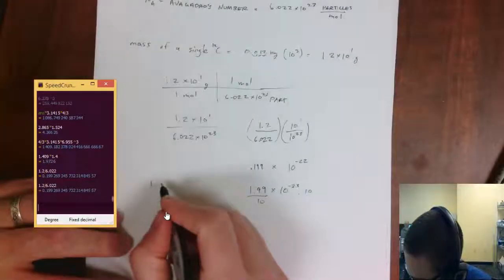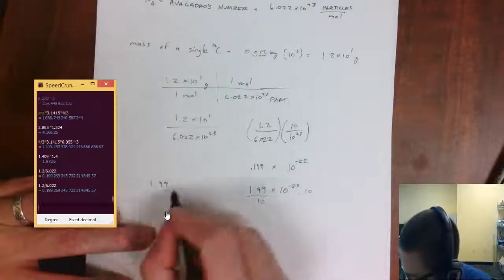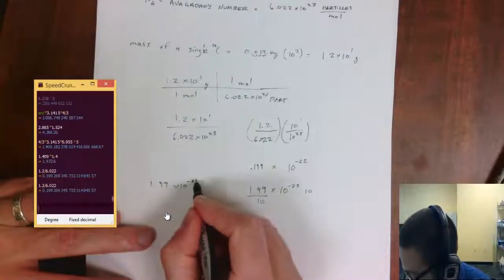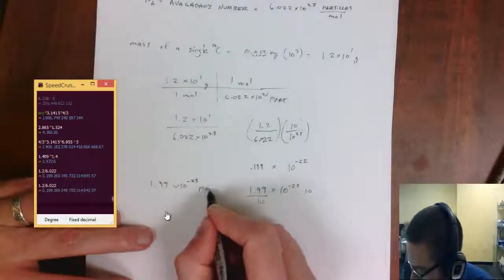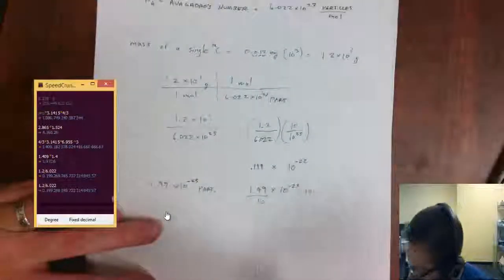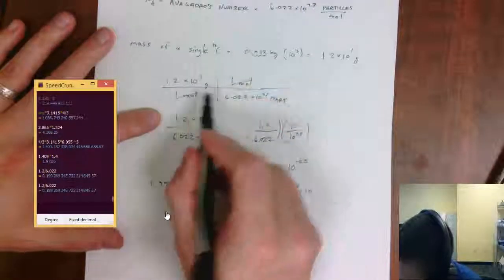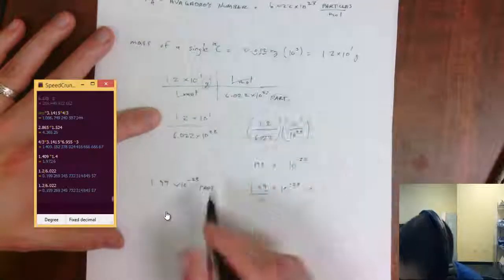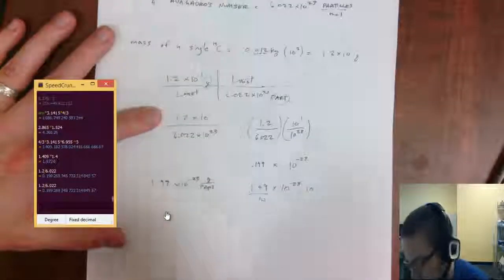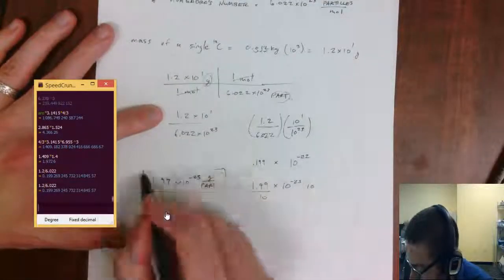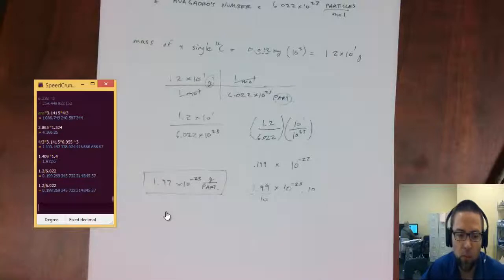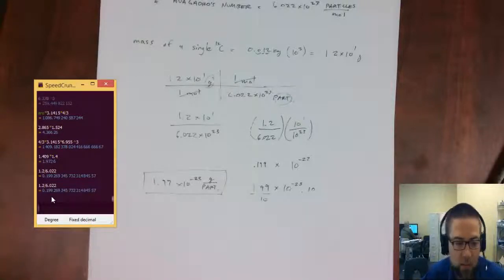Okay, so that's the answer in scientific notation, 1.99 times 10 to the minus 23. No, this is not particles, sorry. This is grams per particle, right? And that's what I wanted to find, right? What is the mass of one carbon atom?